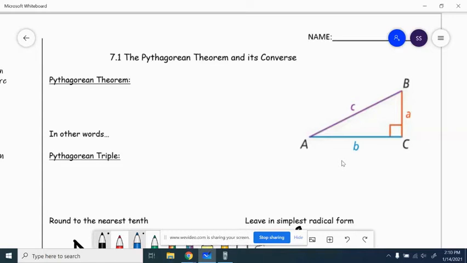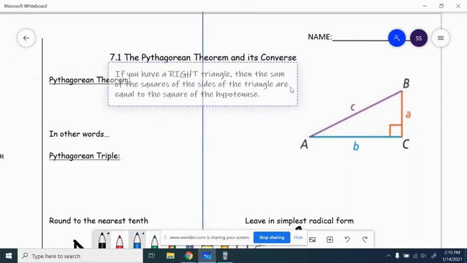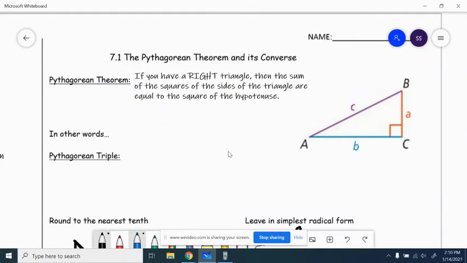Okay, this is Geometry 7.1, the Pythagorean Theorem and its converse. So let's jump right into the Pythagorean Theorem, which states that if you have a right triangle, then the sum of the squares of the sides of the triangle are equal to the square of the hypotenuse. That's kind of a mouthful, but in other words, a squared plus b squared is equal to c squared.